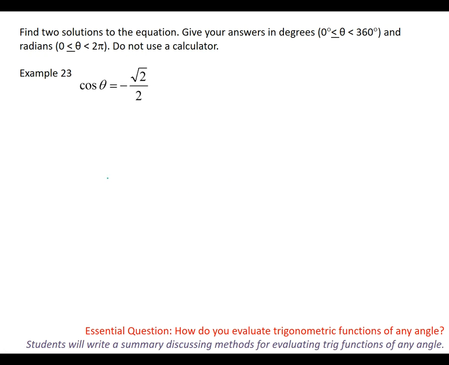Let's take a look at 23. This one is now saying we need the negative in front this time. So I'm going to let you walk around the unit circle yourself. Is cosine the x value or the y value? X value. So I should be looking in which 2 quadrants for a negative cosine? 2 and 3. So look in quadrant 2 and 3 for your x value being negative square root of 2 over 2. What are we seeing for our radian measures? 3 pi over 4, which is how much in degrees? 135. And then what do you see for the other one? 5 pi over 4, which is how much in degrees? 225.